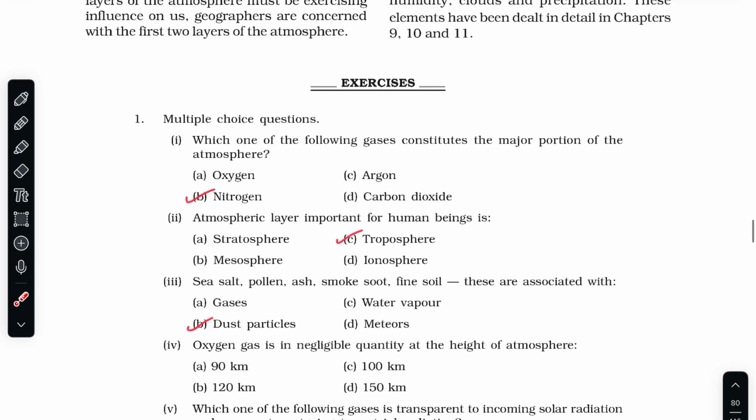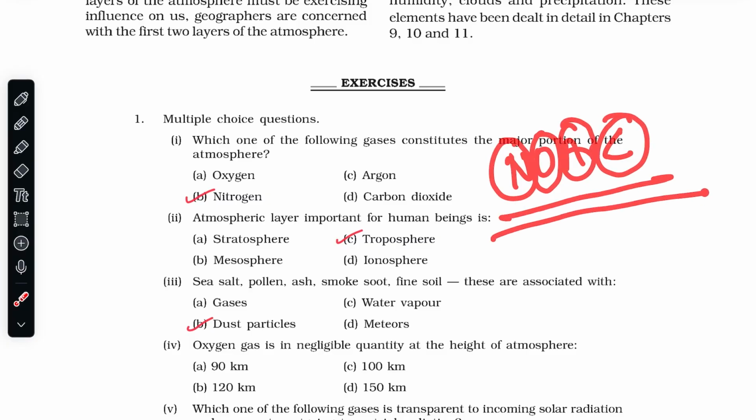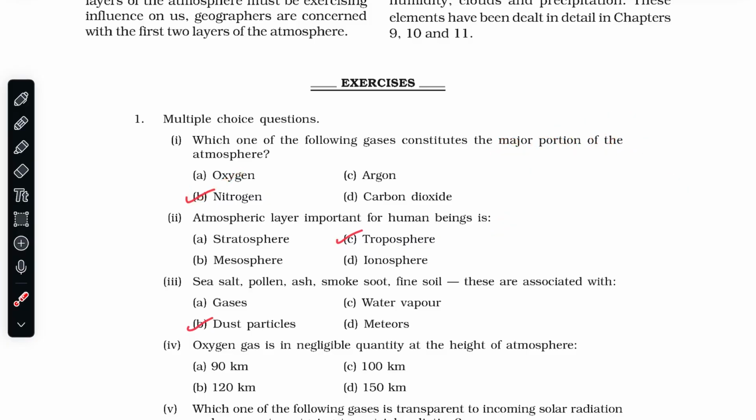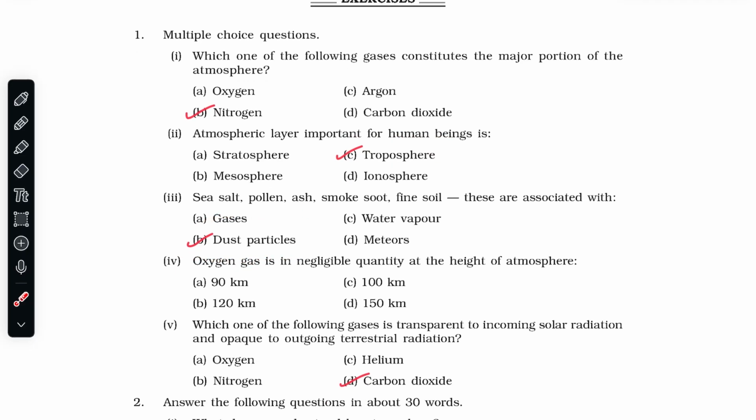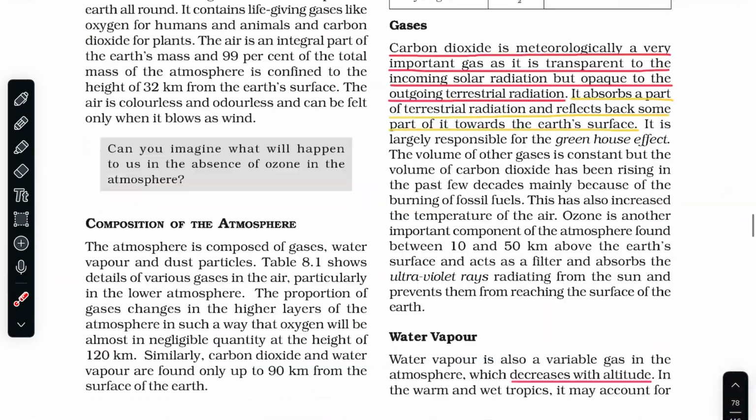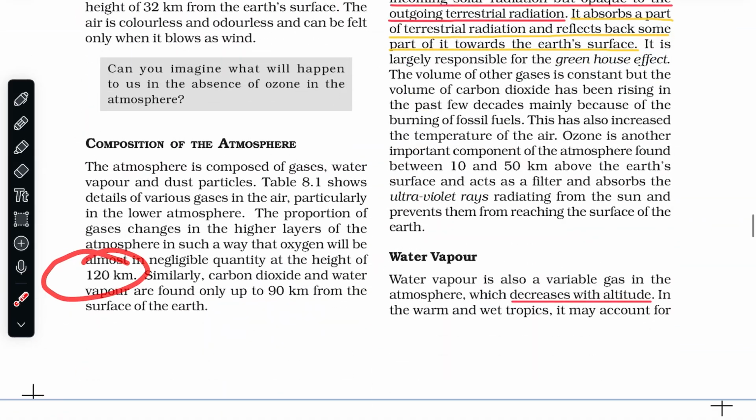So we have completed chapter 8. We have the following gases contributing the major portion. So we have read NOARC: nitrogen, oxygen, argon, and carbon dioxide. These are the main components. Nitrogen is around 78%. The atmospheric layer important for human beings as well as for all biological activity is the troposphere. Sea salt, pollen, ash, these are all associated with dust particles. Oxygen gas is in negligible quantity at the height of 120 kilometers.